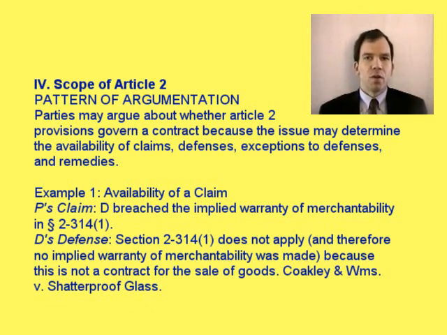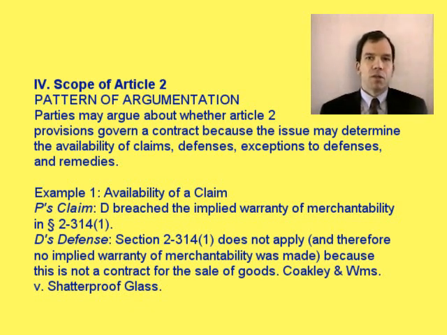Here are three examples. The first one involves the availability of a claim. Suppose that a plaintiff sues the defendant claiming that the defendant breached an implied warranty of merchantability. The defendant might argue in defense that Section 2-314, the UCC provision that creates the implied warranty of merchantability, does not apply, and therefore that there is no implied warranty of merchantability because the particular contract was not a contract for the sale of goods. We saw an example of that argument in the Coakley and Williams v. Shatterproof Glass case, where the defendant argued that the contract to sell a window and install it was not governed by Article 2.